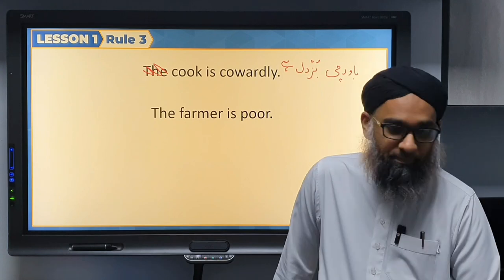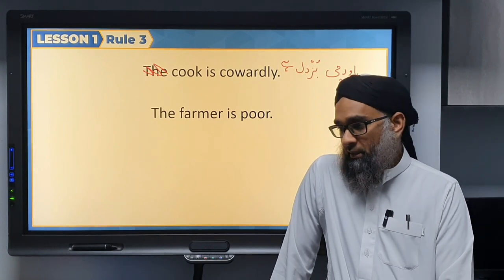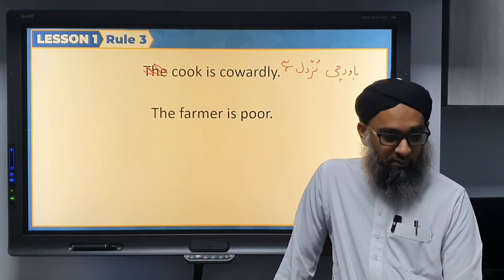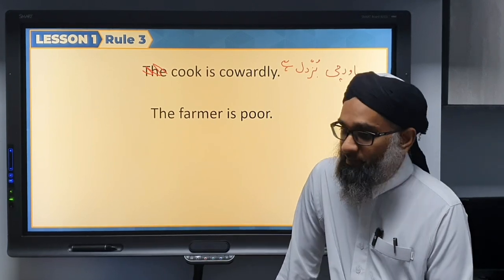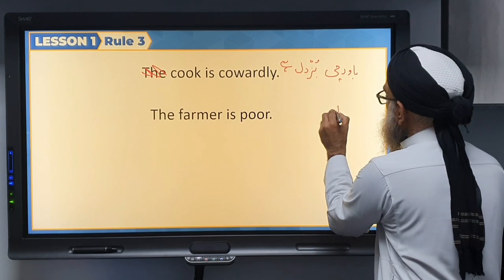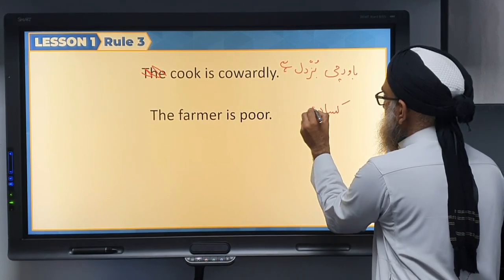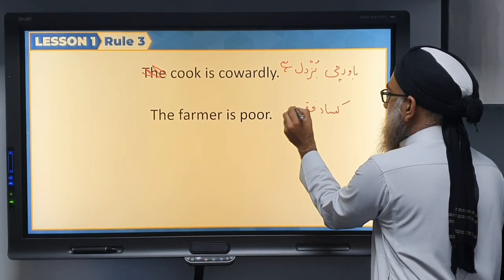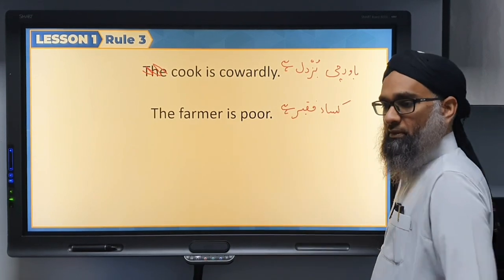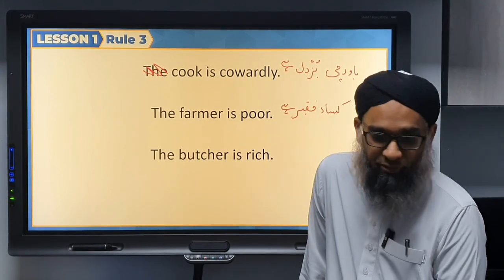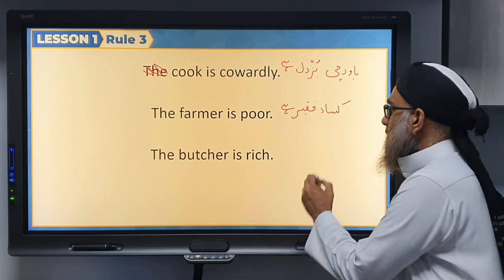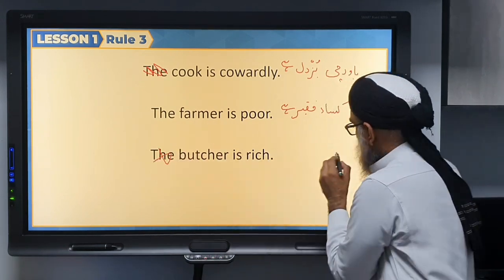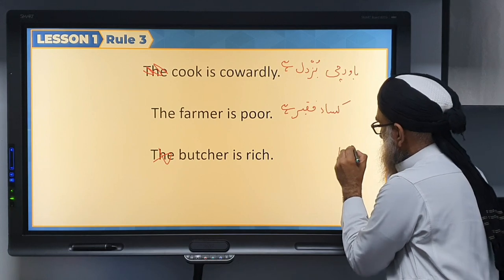The farmer is poor. Poor means faqir. So you add farmer, and farmer is what? Kisan. So you write here kisan, faqir, hai. Yeah. The butcher is rich. What is the butcher? Qasai. So how do you do it? There's no word for the. You say qasai.